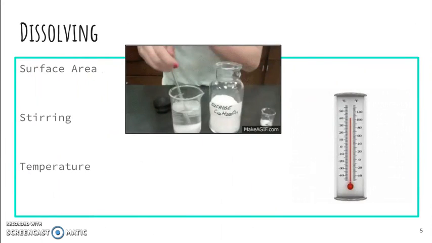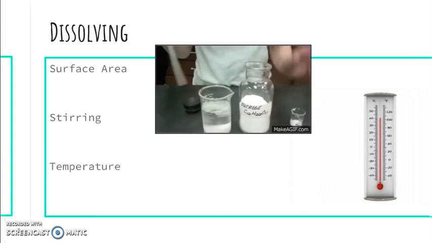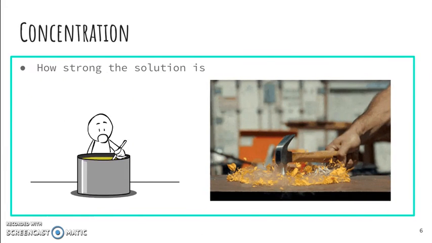Here are some factors that may affect a substance dissolving. Surface area may block the solute from dissolving. Stirring can affect the rate of dissolution, and temperature can change, speed, or slow down the process, depending on how hot or cold the solvent is. Concentration is how strong a solution is. The more solute there is, the more concentrated it will be. The less solute, the more diluted it will be.